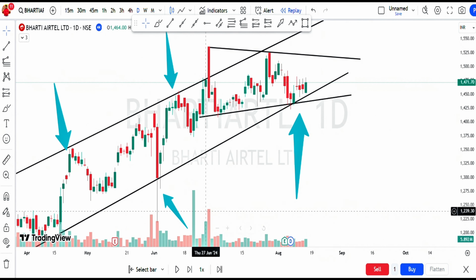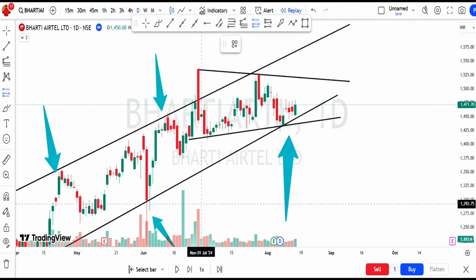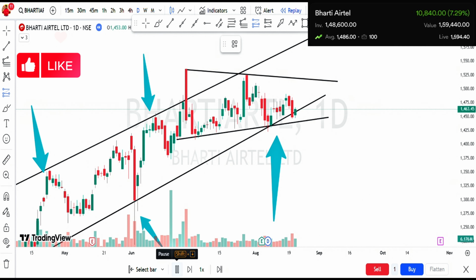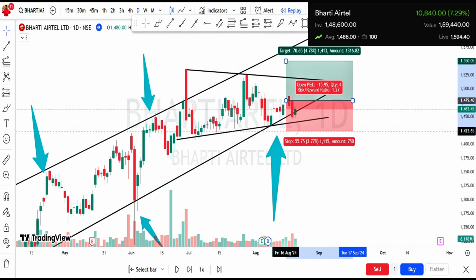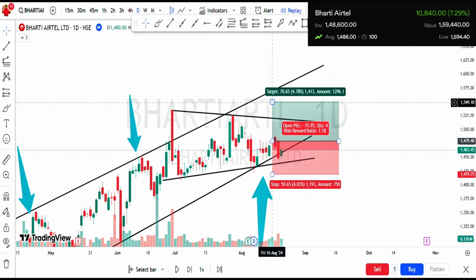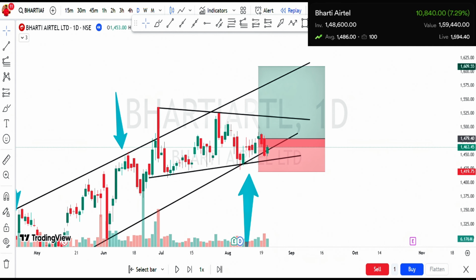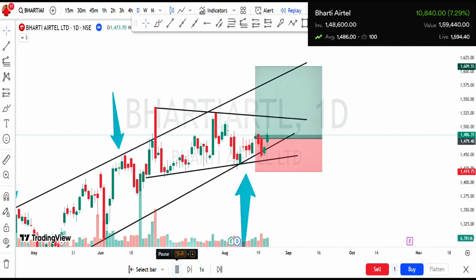So where did I enter? In the rewind mode, when I play the data, I entered exactly over this place, and I kept my stop loss below this candle, and my target was just this one, 1:2.